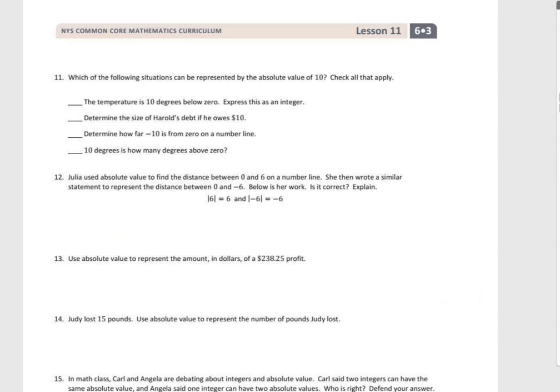Next question, number 11. Which of the following situations can be represented by the absolute value of 10? Reminder, the absolute value of 10 could be a positive 10 inside, or it could be a negative 10 inside. Remember that. You might also see it written like this. That means a positive or a negative. Either way will come out as a 10.